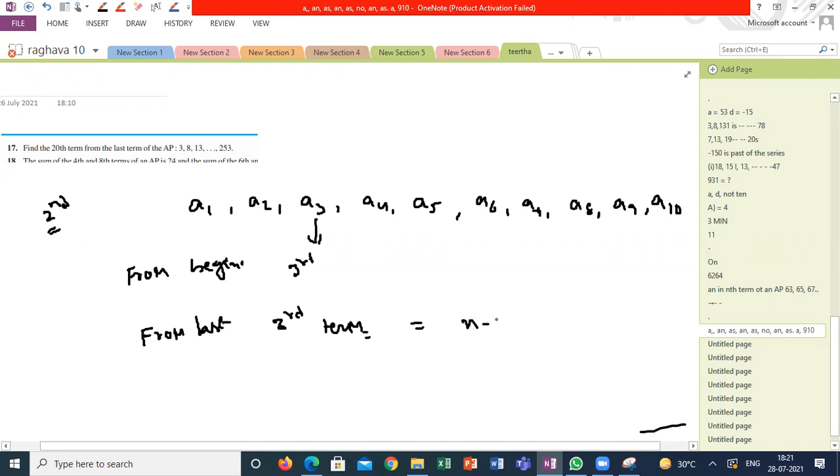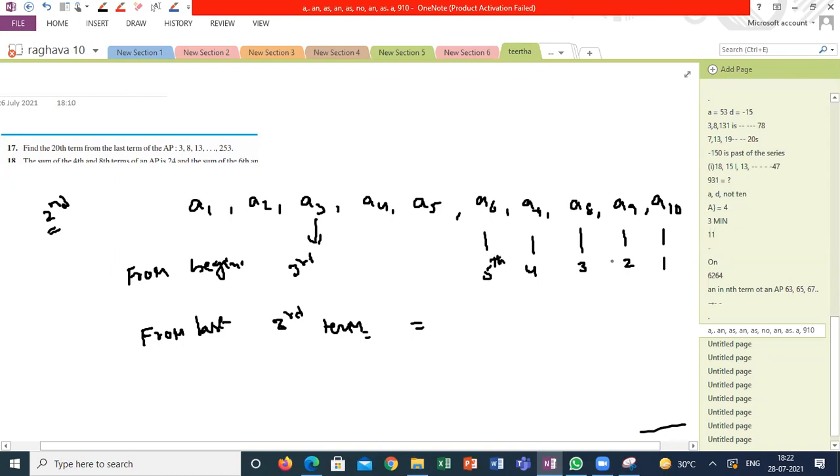Guys, understand what I'm saying? What is the from last third term? This is the first from last term. This is the second from last term. This is the third from last term. This is the fourth from last term. This is the fifth from last term. Got it, guys? What I'm saying?